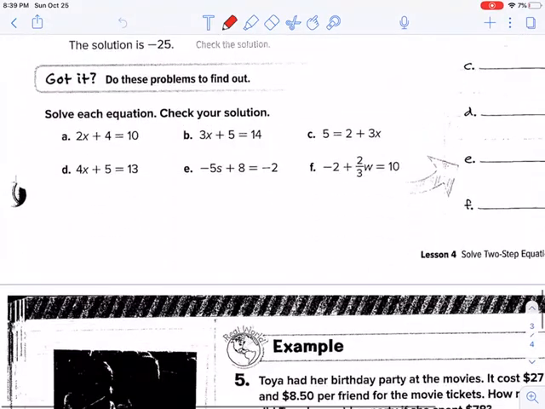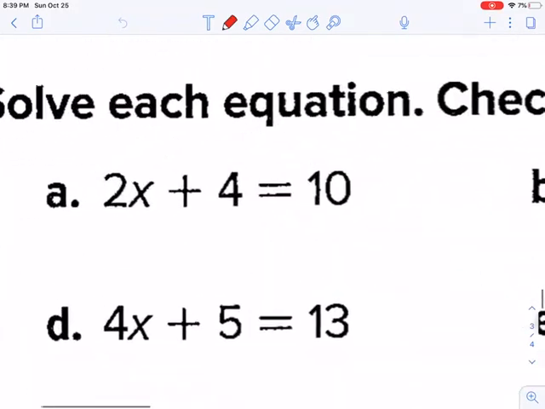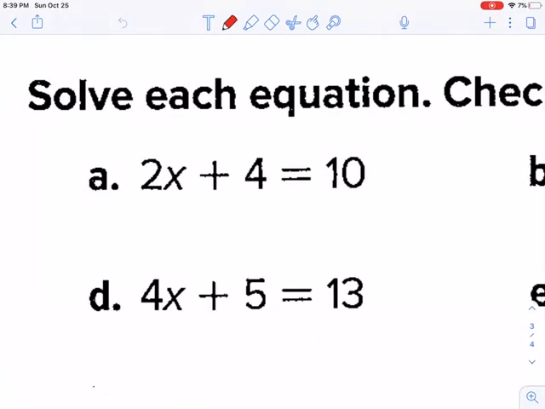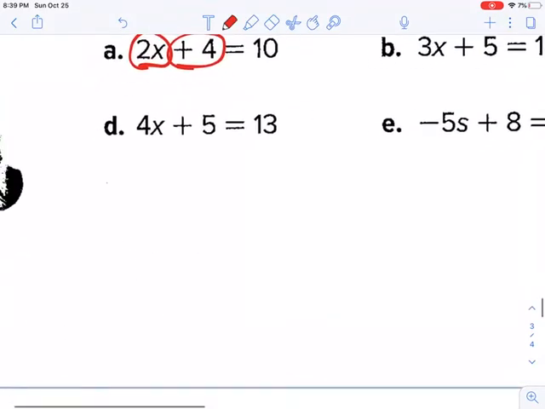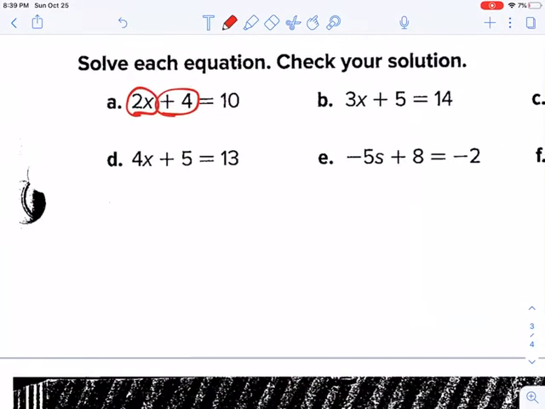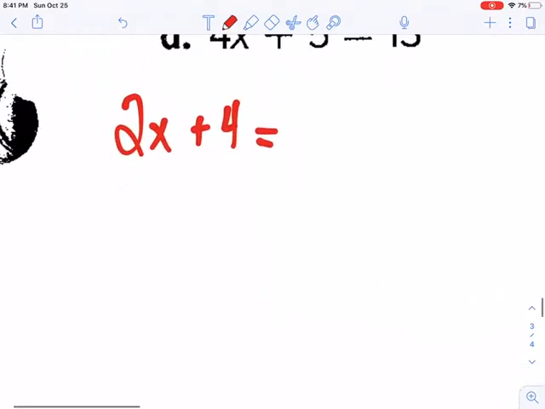We're going to go to page 471. And let's look at letter A. Notice you do have a multiplication here and an addition here. So those are your two operations you have to do the inverse for. Now I'm going to do the work for letter A down here just so there's more room. So we have 2x plus 4 equals 10.